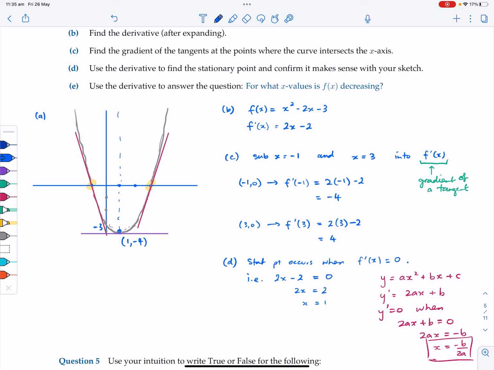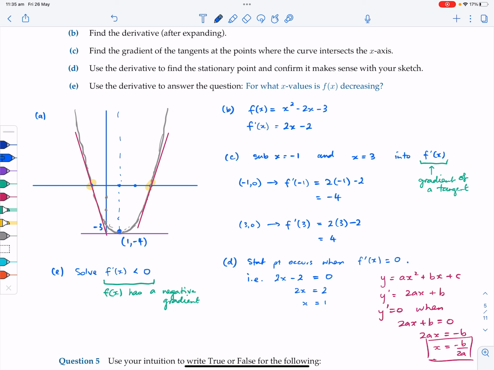And question E. Use the derivative to answer the question. For what x values is f of x decreasing? So basically, we're going to solve f dash x is less than 0, right? That means f of x has a negative gradient. That's what that means, right?